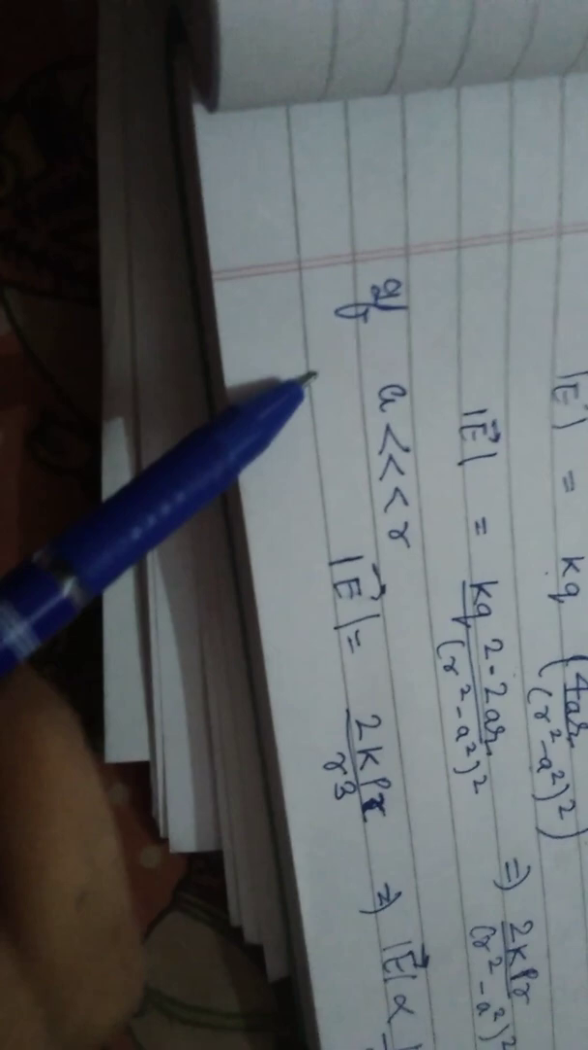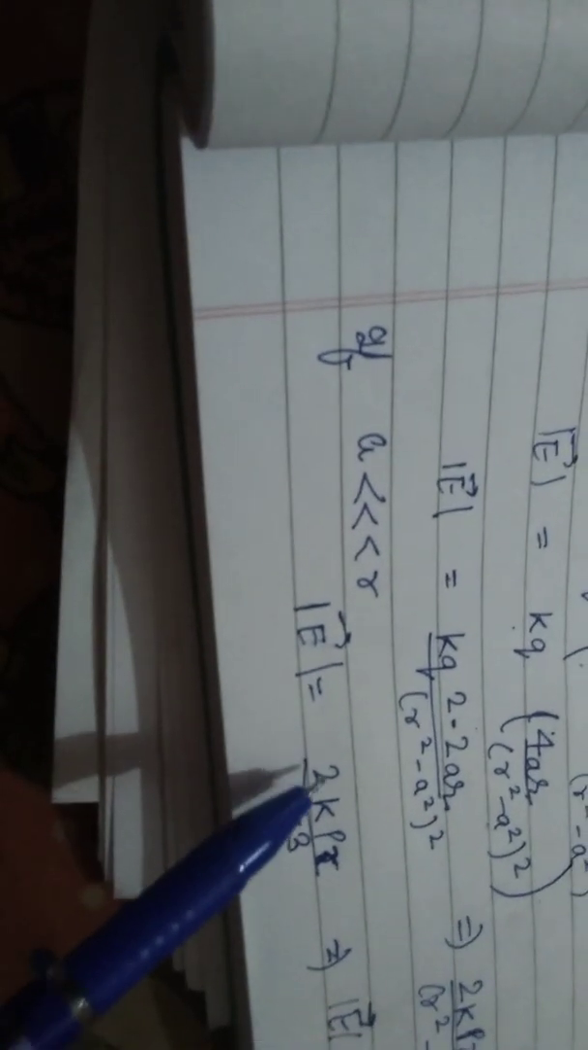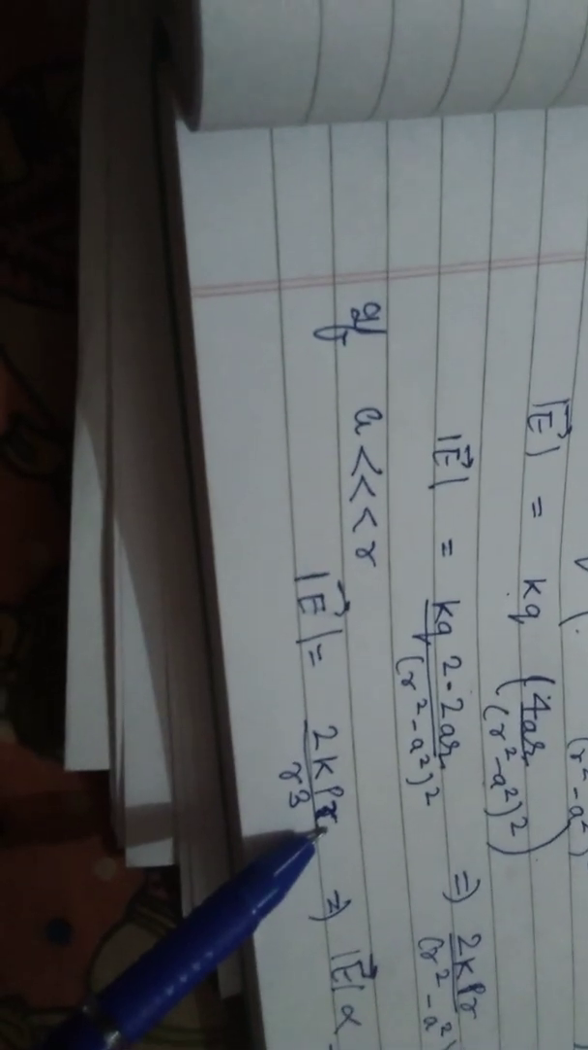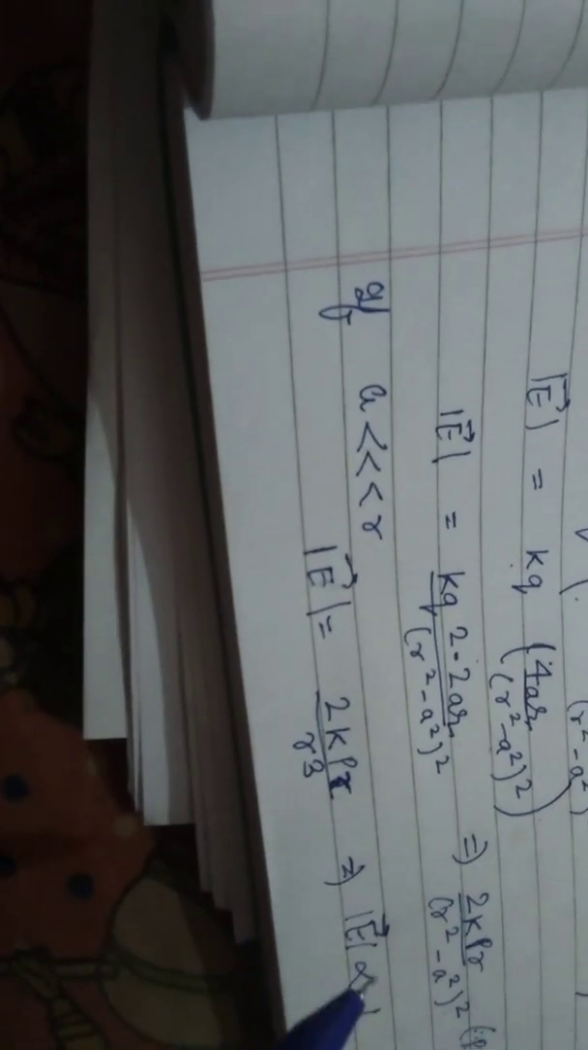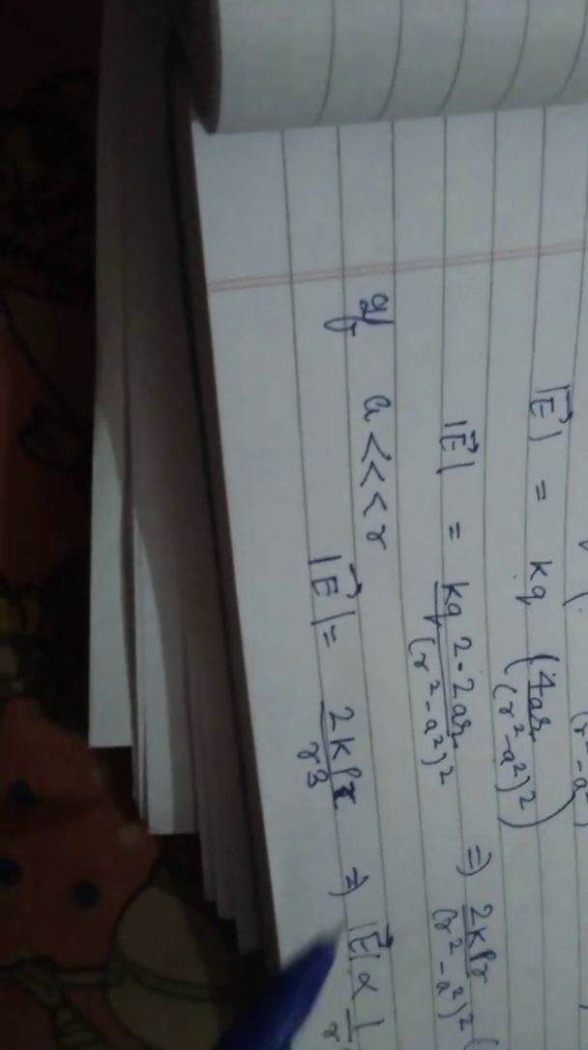So here is 2qa, so we get p, and 2kpr upon r square minus a square whole square. If a is very much less than r, then a square will be negligible. So at last, the electric field intensity is 2kpr upon r to the power 4. The r and one power of r to the power 4 will get cancelled and we will get 2kp upon r cube. So we find that the electric field intensity is proportional to 1 upon r cube. Hope it will help you.